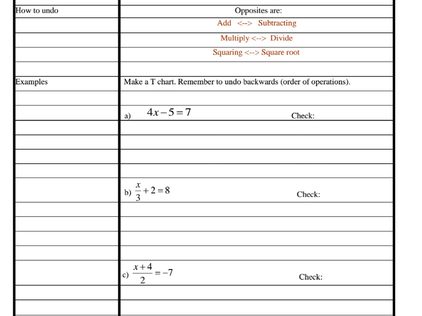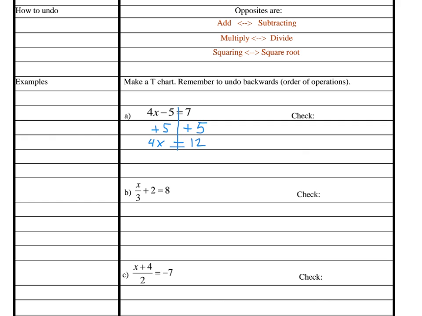So to do a T-chart, I'm going to draw my line down the equal sign. And 4x minus 5 is the last thing that I said, so it's the first thing I get rid of. To get rid of subtracting 5, I have to add 5, and I need to do so on both sides. So then negative 5 plus 5 is 0. I'm left with 4x plus 0, or just 4x equals 7 plus 5 is 12.